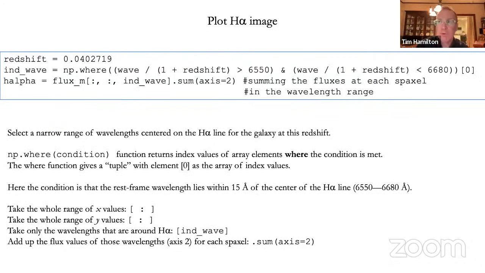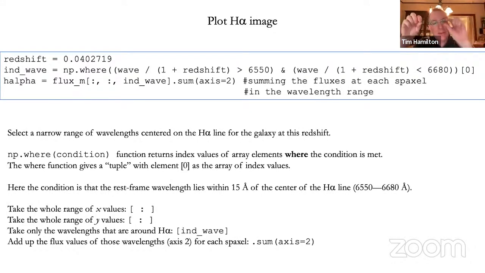Okay, so let's plot the image. We want to find the H alpha emission line. We have to look up the redshift of this galaxy, or we can use the spectrum we plotted earlier to find the redshift. Now we're going to find the index values of the wavelengths that correspond to H alpha. So we use a nice function called where. The where function, you put an array and a condition into it.